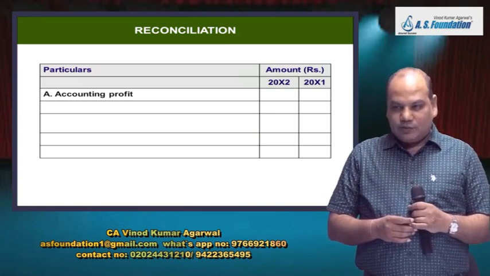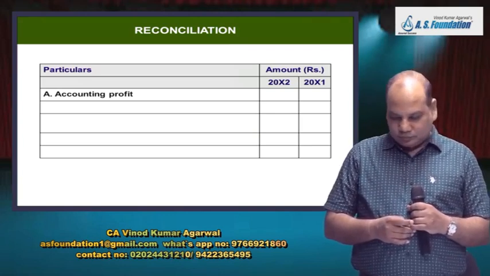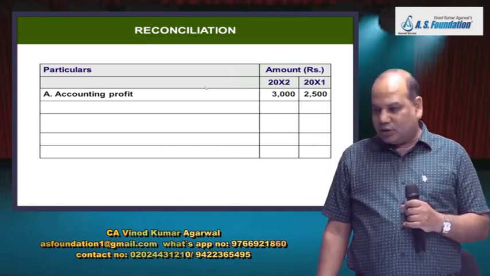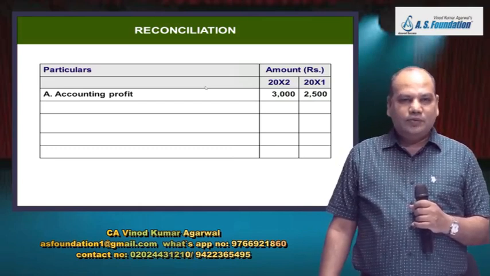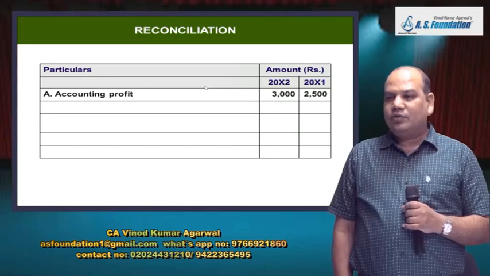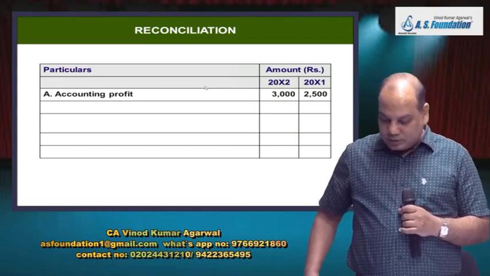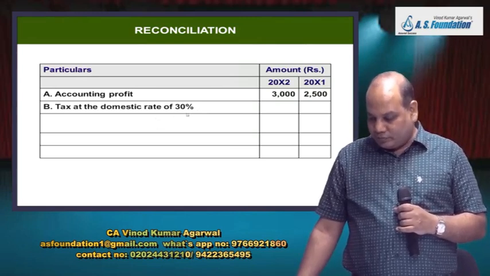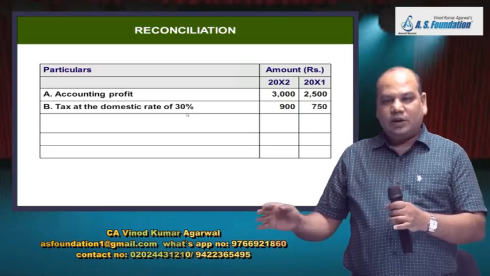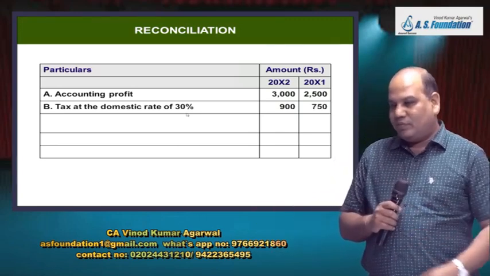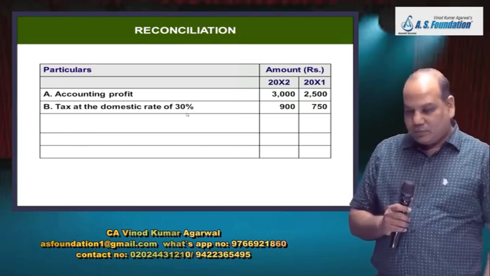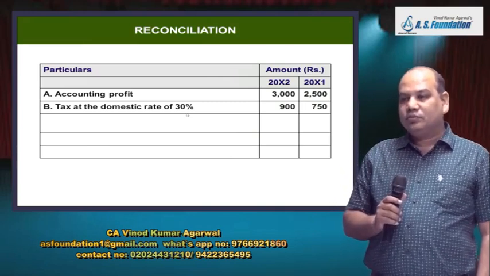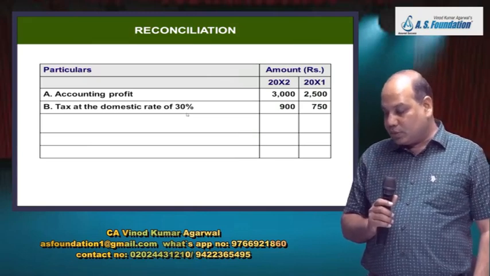Point number A, accounting profit. Add both the income, local income and foreign income. Check, is it 3000 and 2500? Then what is your tax at domestic rate of 30%? 900 and 750. This is what my tax expense should be. But what is your tax expense in the first year? 780. Second year? 760. Oh, it's not matching.